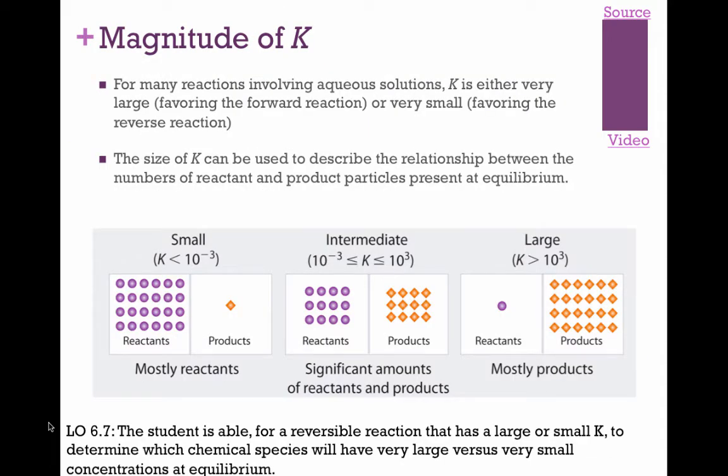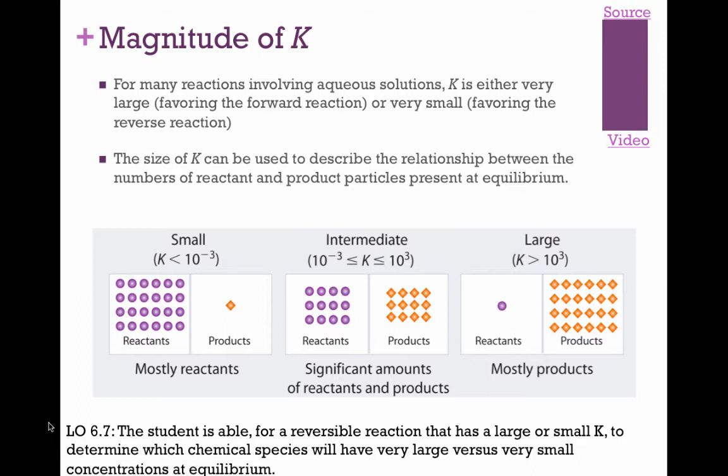Okay, magnitude of K. We've kind of been talking about this as we've been going through. This shows our particle diagrams. If K is small, less than 1, can K be negative? No. It's always greater than 0, but it's less than 1, so it's tiny, tiny numbers.